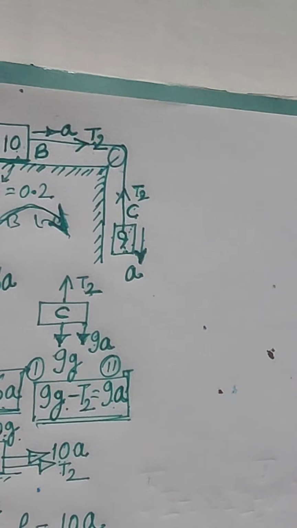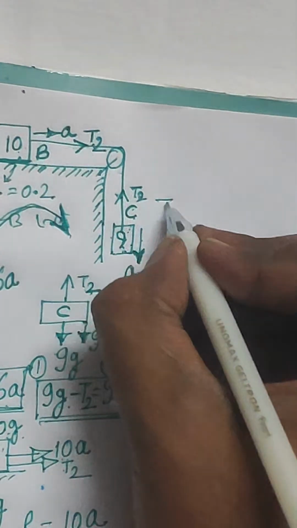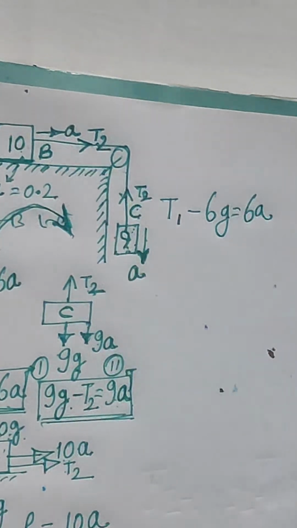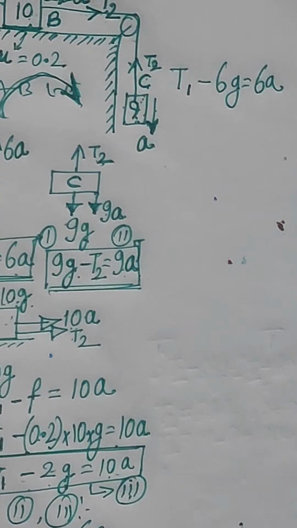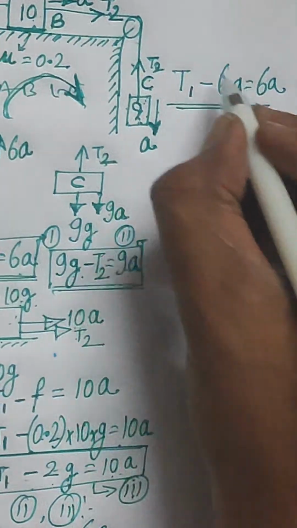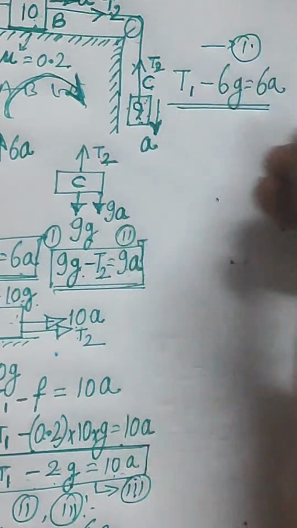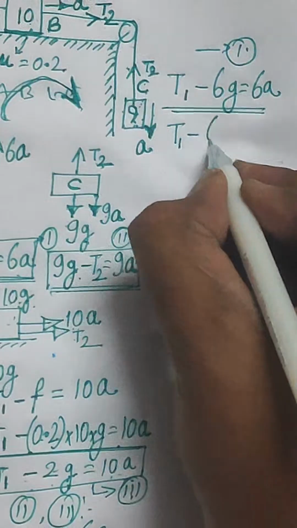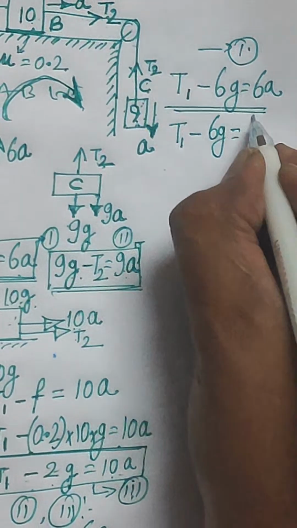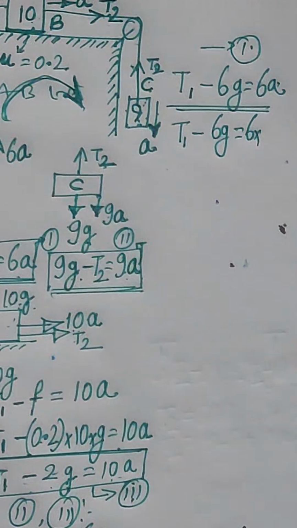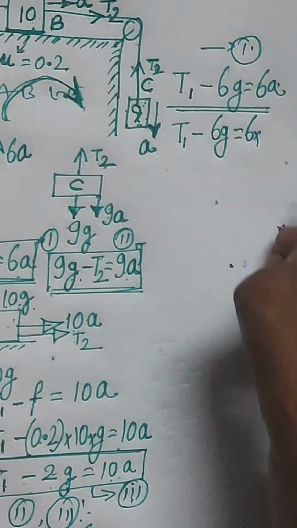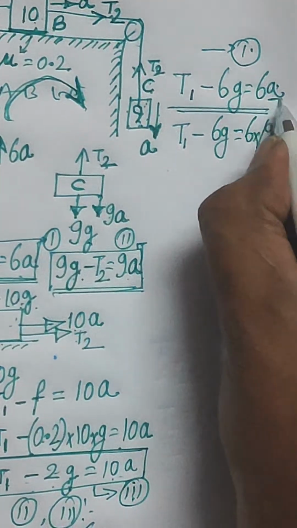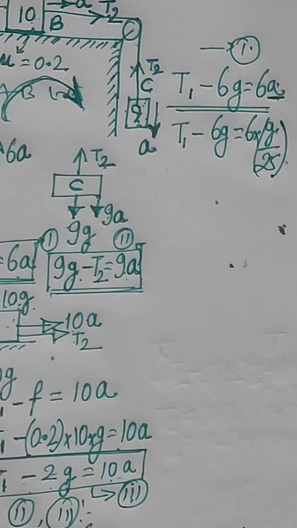Since we have from equation number 1, T1 minus 6G is equal to 6A, right? This was equation number 1. So from here, put in the value of A. T1 minus 6G will be on the LHS, and on the RHS put the value of A as G by 25. This is the value calculated for A, which we have already derived just now, right?